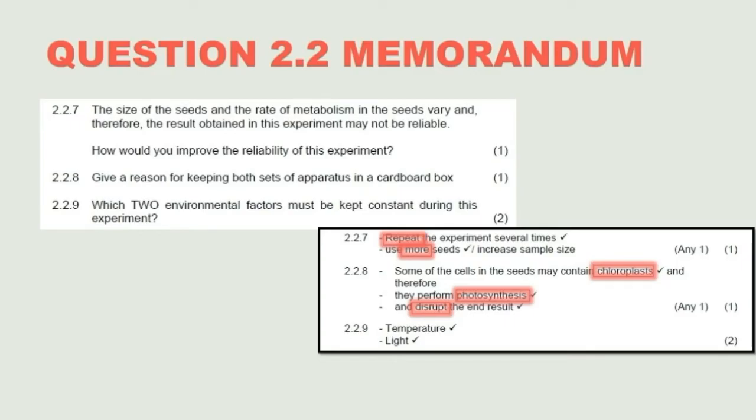Question 2.2.9, which two environmental factors must be kept constant during this experiment? So here it will be temperature and light, as that will affect the rate at which photosynthesis will take place. Not photosynthesis, sorry, cellular respiration. And the light will obviously increase the rate of photosynthesis, lowering my carbon dioxide levels.